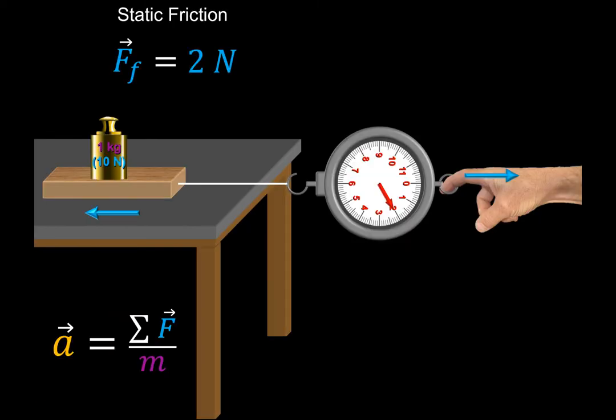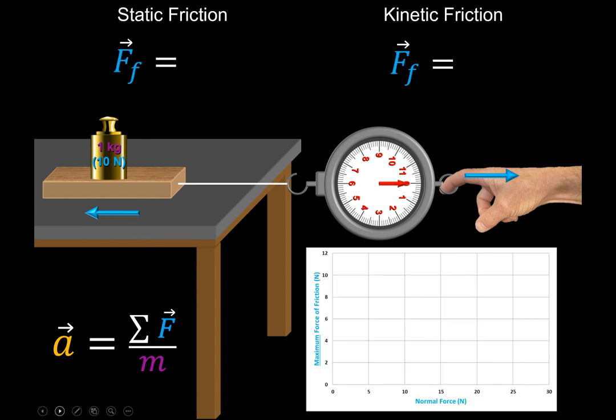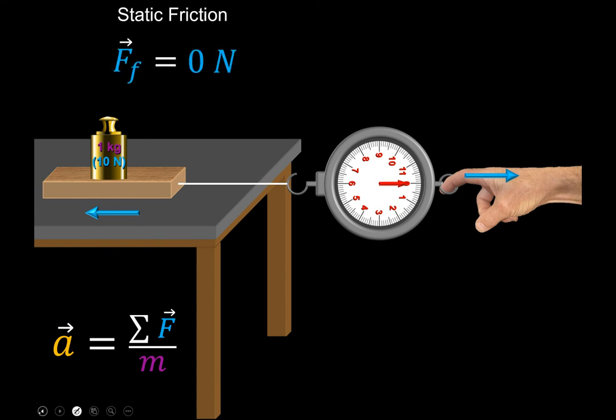So again, static friction is 2 newtons. You will sit there and pull for a certain amount until it overcomes. So your friction is 0 newtons. Let's watch that again. So it's 0 newtons. Back up.